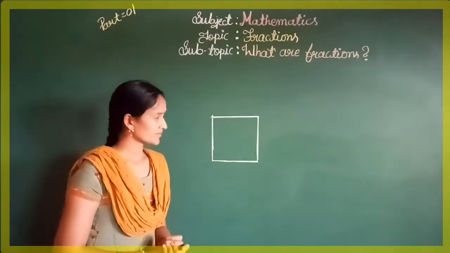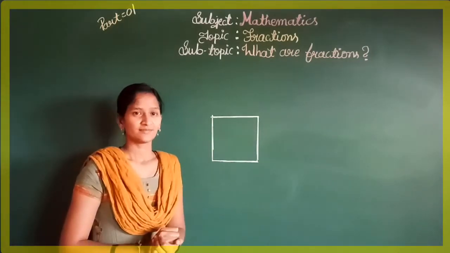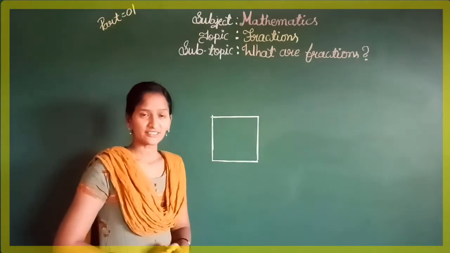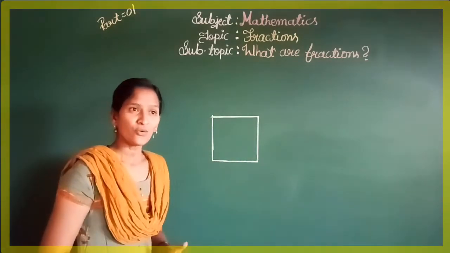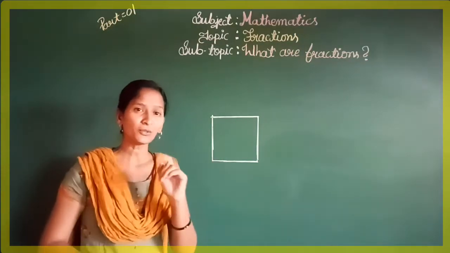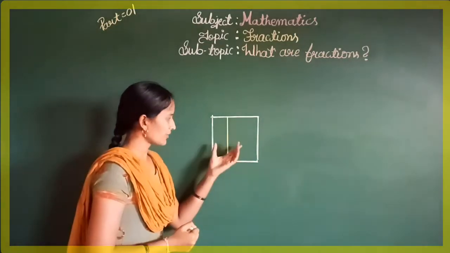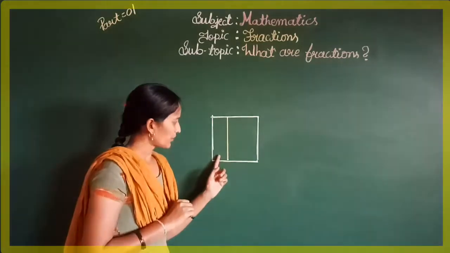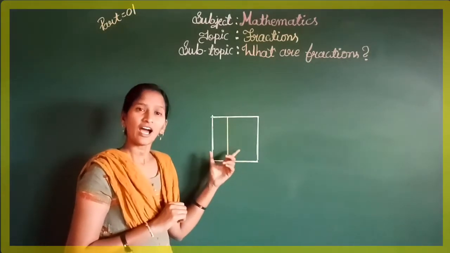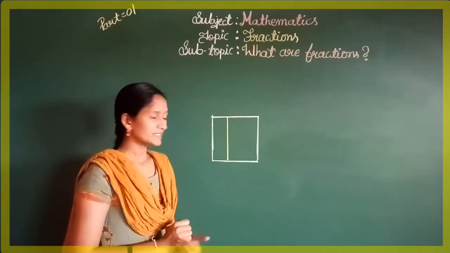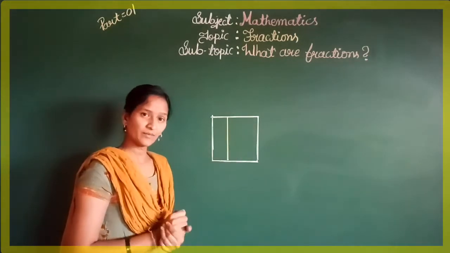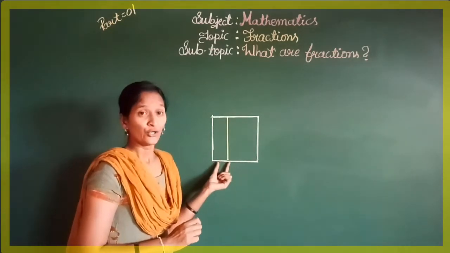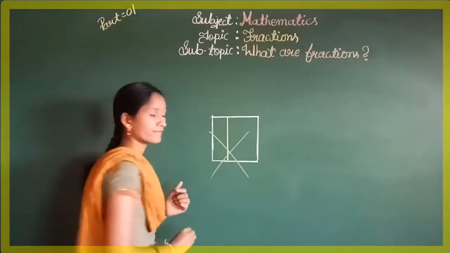Children, observe here. Which shape is it? Yes. So look here, all the sides are equal. So it is a square. Okay. So now I am dividing this square into 2 parts. All of you observe here. Yes, here is one part, here is another part. Are they equal? No, right? It is big in size, it is small in size. So now it is not a fraction.